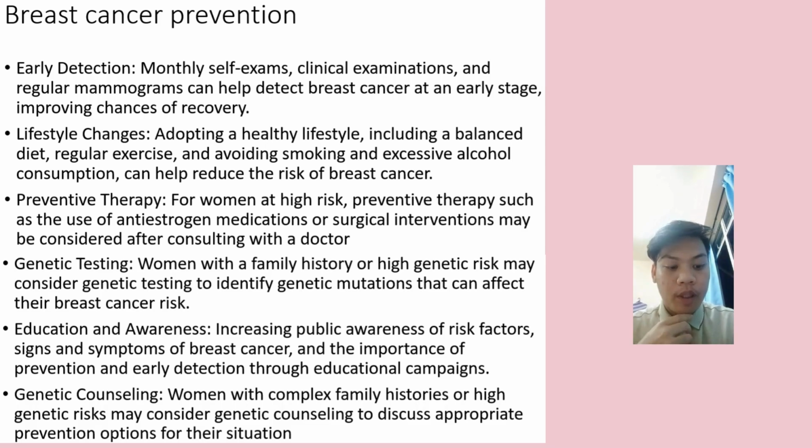How to prevent breast cancer? Firstly, we must have early detection. It means getting an examination at any clinic or hospital. Second, lifestyle change, adopting a healthy lifestyle, including a balanced diet, regular exercise, no smoking, no alcohol, to reduce the risk of breast cancer.